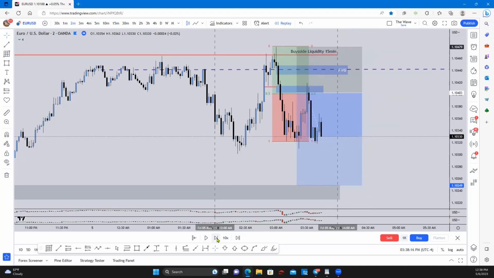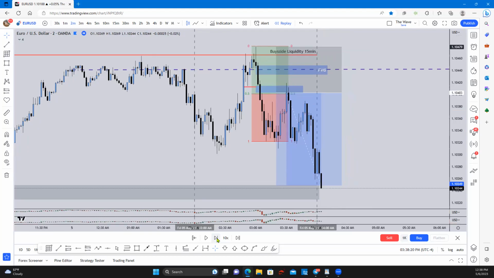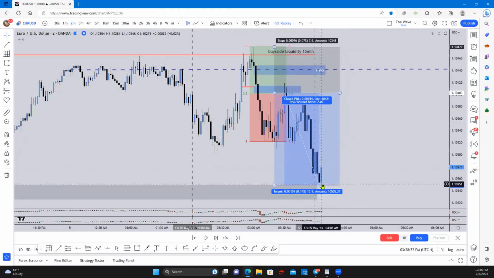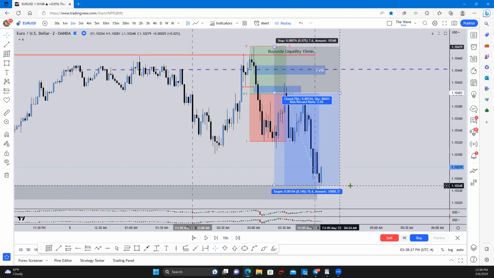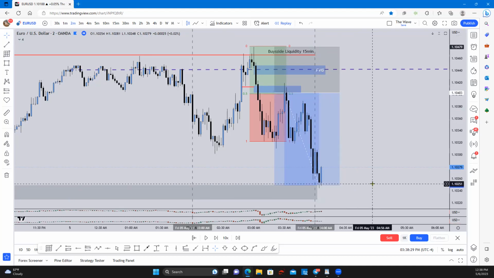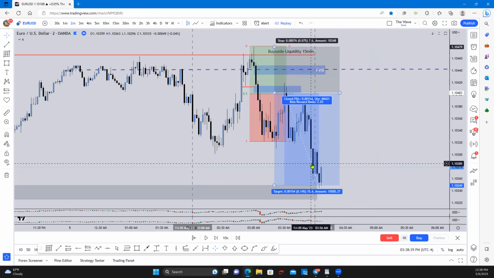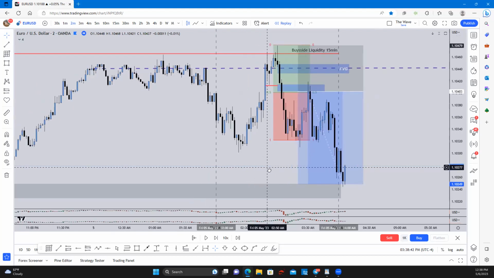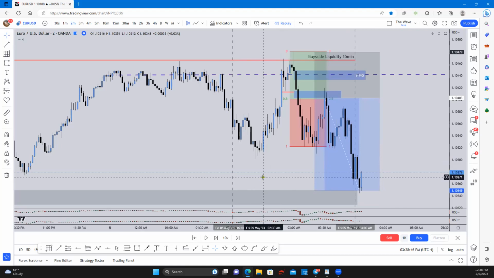We get another aggressive move down. And boom. Hit take profit just outside our kill zone, right? Now, the official kill zone is until 5 a.m. But if you want a more precise window for the kill zone, you're going to want to look to enter between 2 and 4 a.m. New York time for London. Okay.